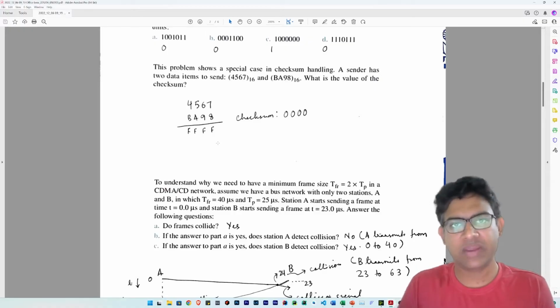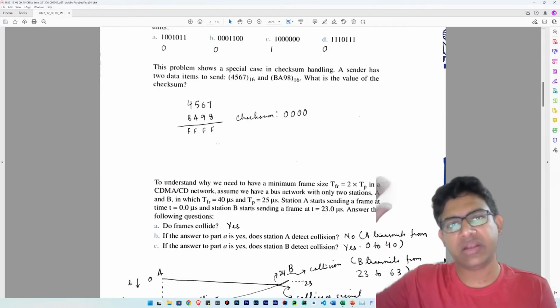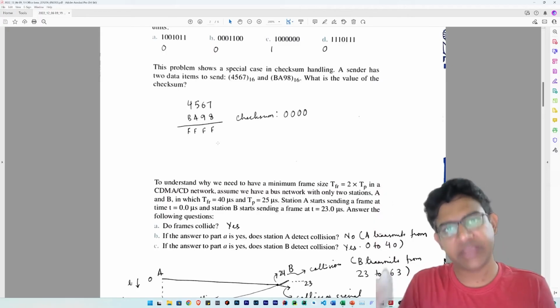Add them, and whatever you get, until you reach 16 bits in size, keep doing that. And once you are stuck with the 16 bits, flip the bits, that becomes your checksum, right? At the receiving side, what do you do? You add everything, all the data chunks along with the checksum chunk, right?